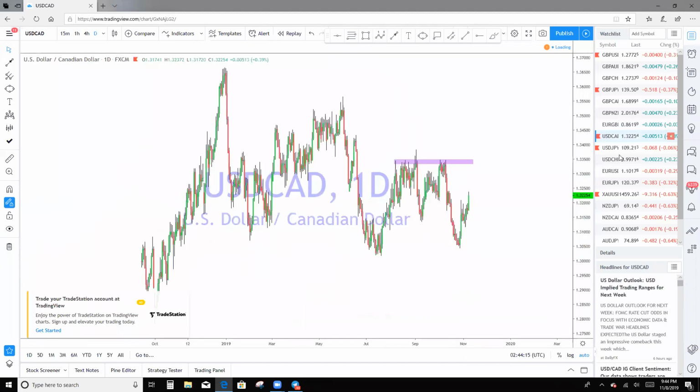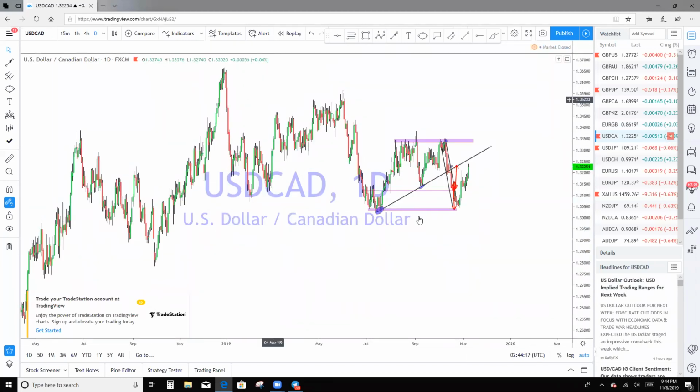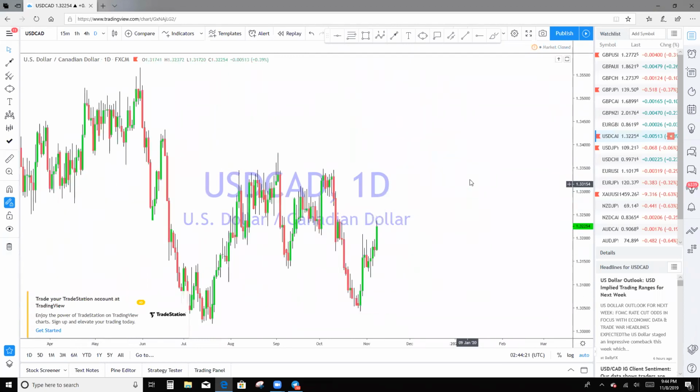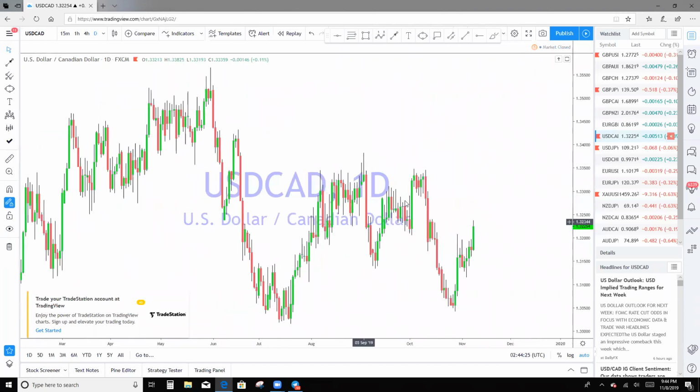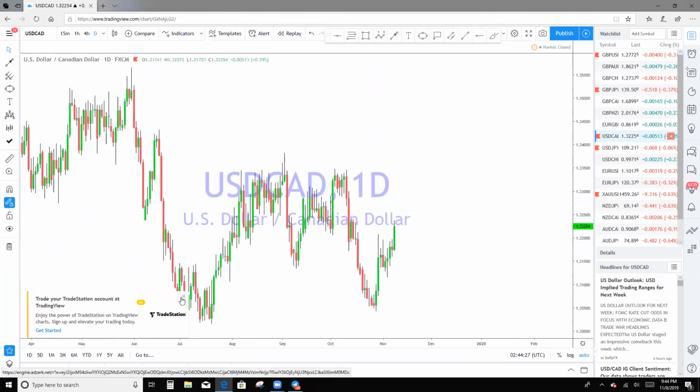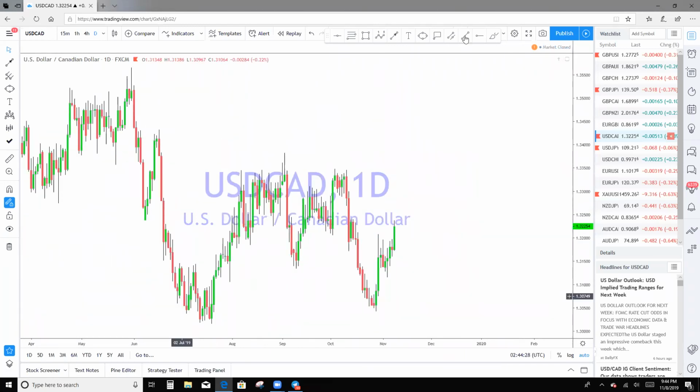UCAD. Somebody asked me about UCAD. All right, let's look at UCAD. I'm looking at what I'm looking at with UCAD. The first thing I see when I come to my charts is this big M here. That's the first thing I see.